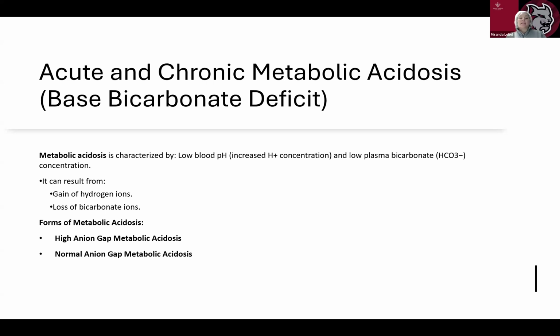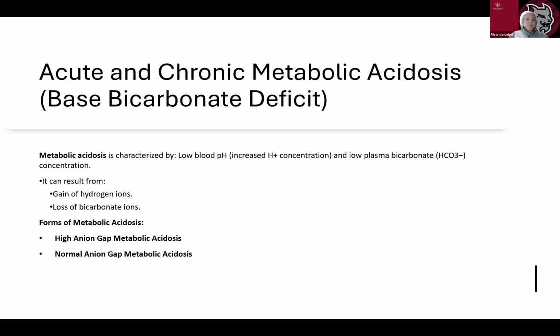So acidosis, you can look at it as an increase in hydrogen. Because when I'm understanding acid-base balances, I know that CO2 is an acid and bicarb is the base. So we know that if we have an acidosis, we have an increase in hydrogen and a decrease in bicarb. So metabolic acidosis is characterized by low blood pH, increased hydrogen concentration, and low plasma bicarb. It can result from a gain of hydrogen ions and a loss of bicarb ions.